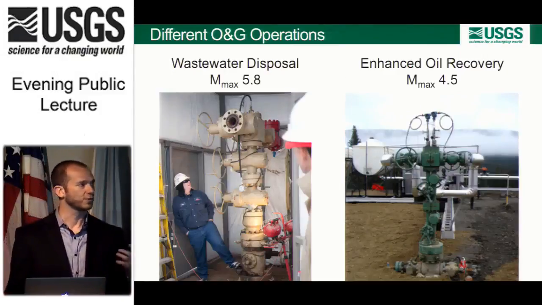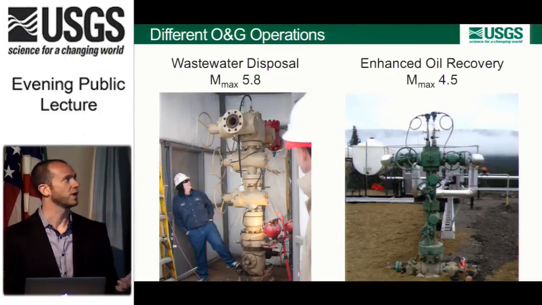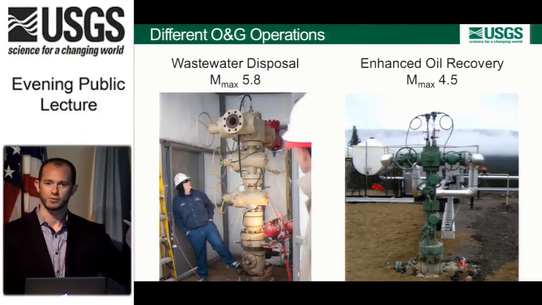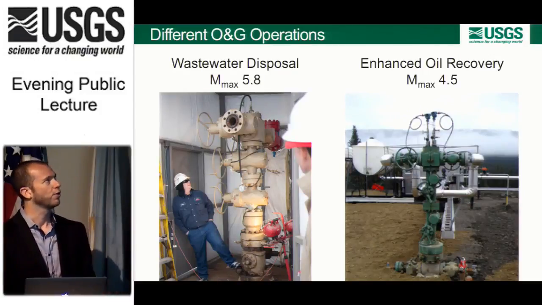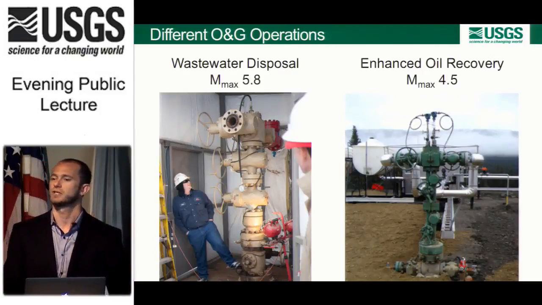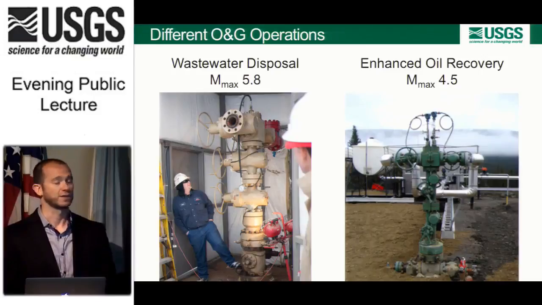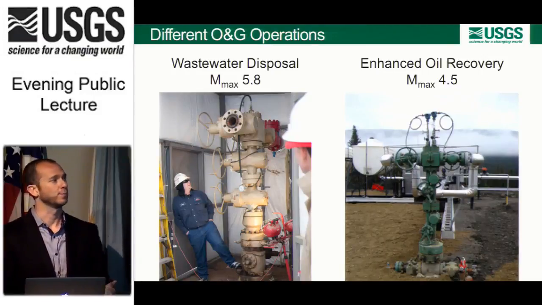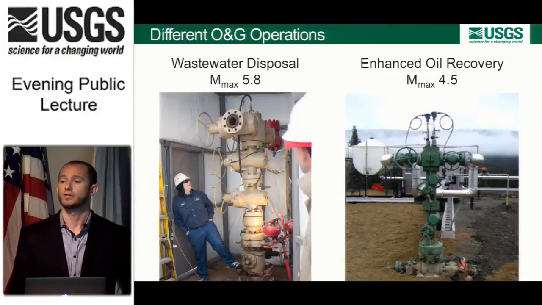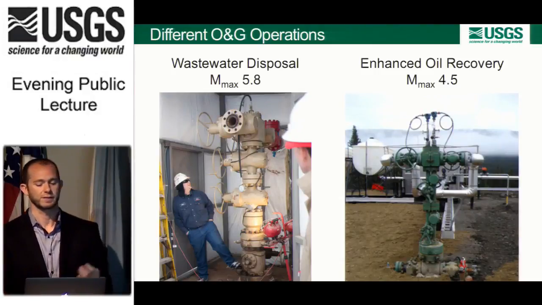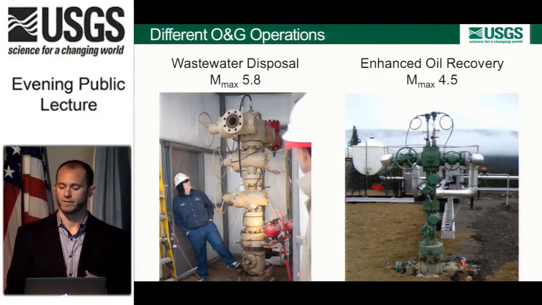The other 2 ways earthquakes are going to be induced is a process known as wastewater disposal. This is our real bugaboo. This is what's causing the earthquakes we're seeing in Oklahoma, and the largest earthquake that we've seen associated with it is a magnitude 5.8, the earthquake that occurred in Pawnee in 2016. Enhanced oil recovery, another injection technique, has caused earthquakes as large as magnitude 4.5.